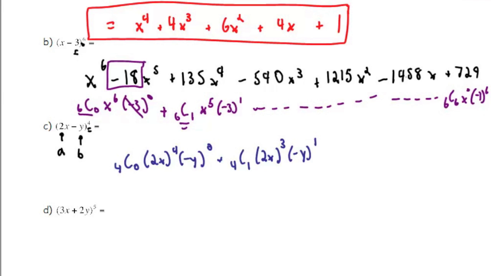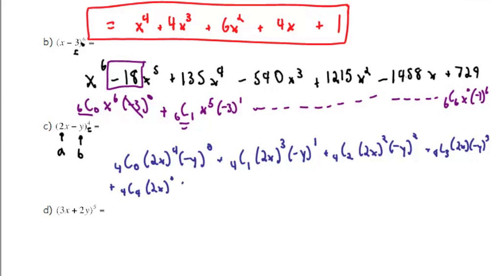Plus 4 choose 1, 2x to the power of 3, negative y to the power of 1, plus 4 choose 2, 2x squared, negative y squared, plus 4 choose 3 times 2x times negative y cubed, and finally plus 4 choose 4, 2x to the 0, negative y to the 4.